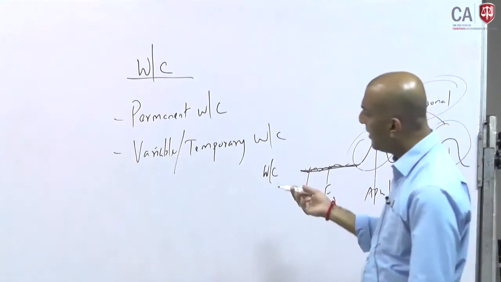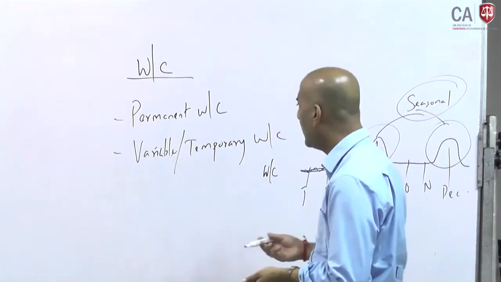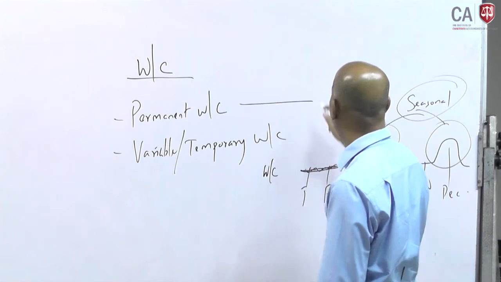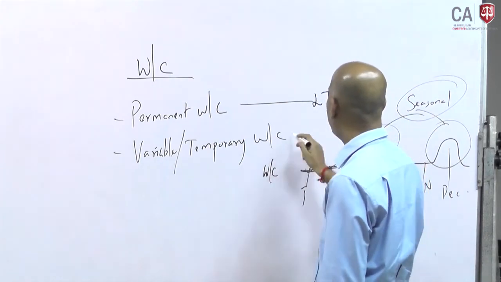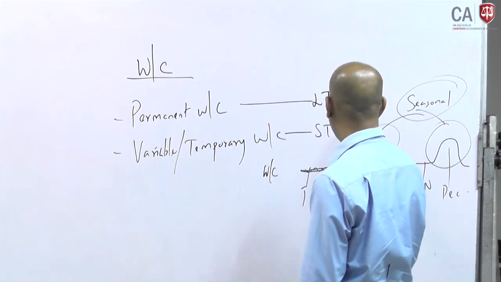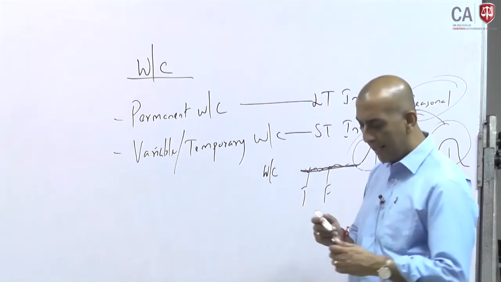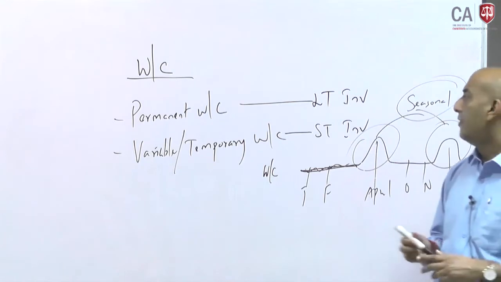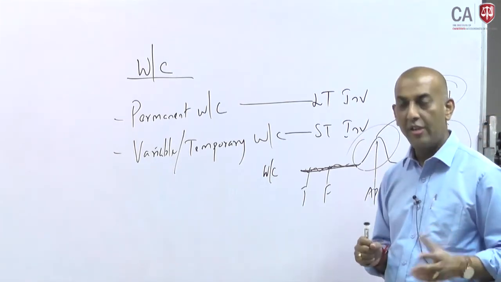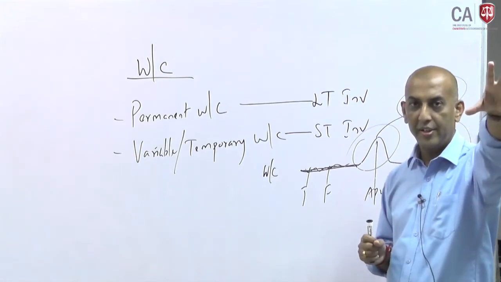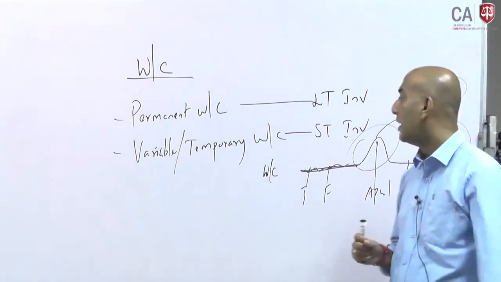Why we need to divide these two very clearly? Permanent working capital is a long-term investment. Variable working capital is a short-term investment. At the beginning of my lecture, I said working capital investment is a long-term investment because it's not short-term. It will be recovered only at the end of the project, or the 10-year period.